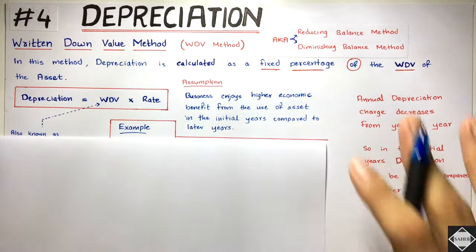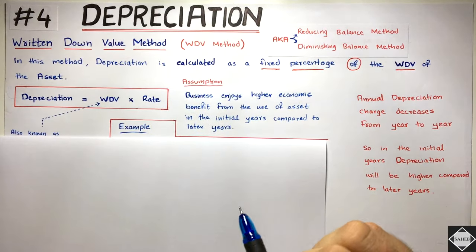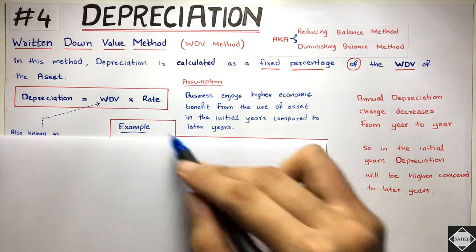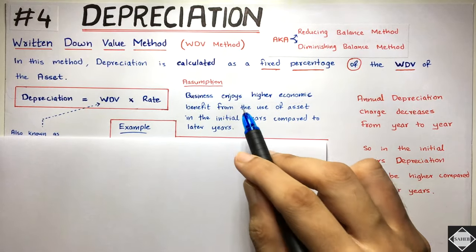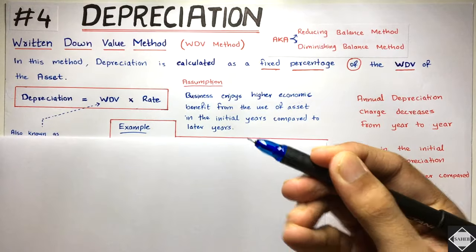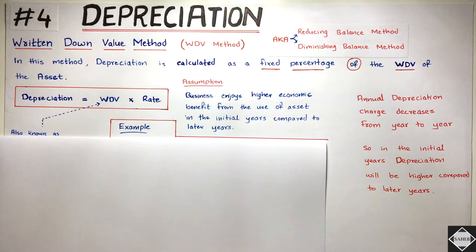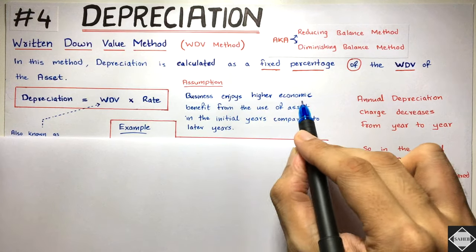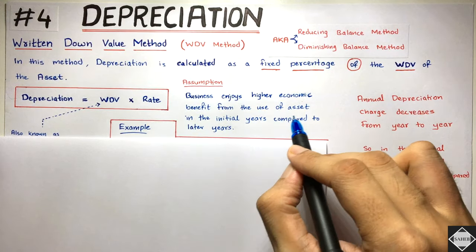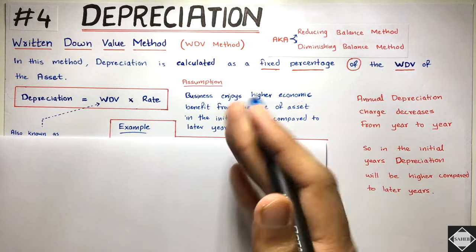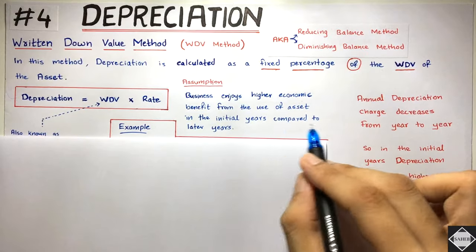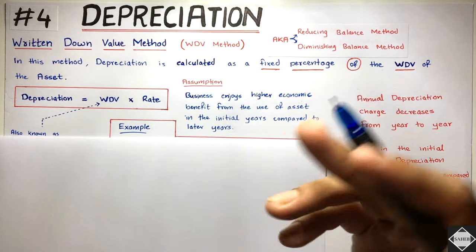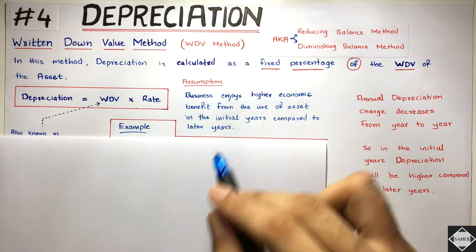Now see here how simple this written down value method is. But the first thing you have to understand is the assumption behind this method. Once you get to know the assumption, then you will logically understand the calculation of this method. So let's see. Business enjoys higher economic benefit from the use of an asset in the initial years, in the beginning years, compared to the later years. That's the assumption. But after reading this, you will say, sir, we did not understand this completely.